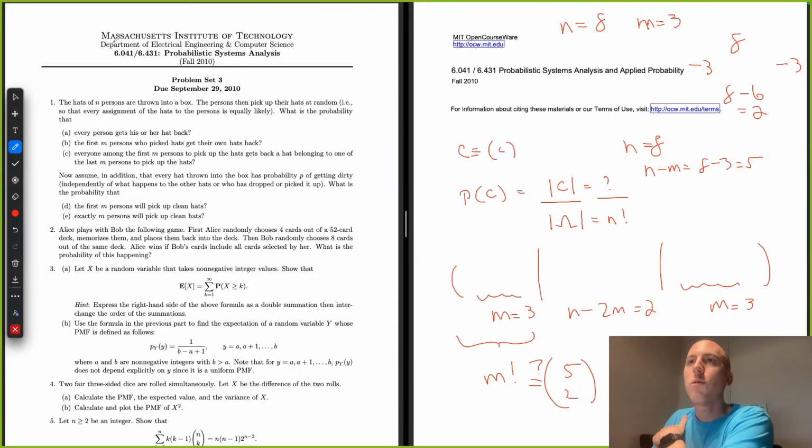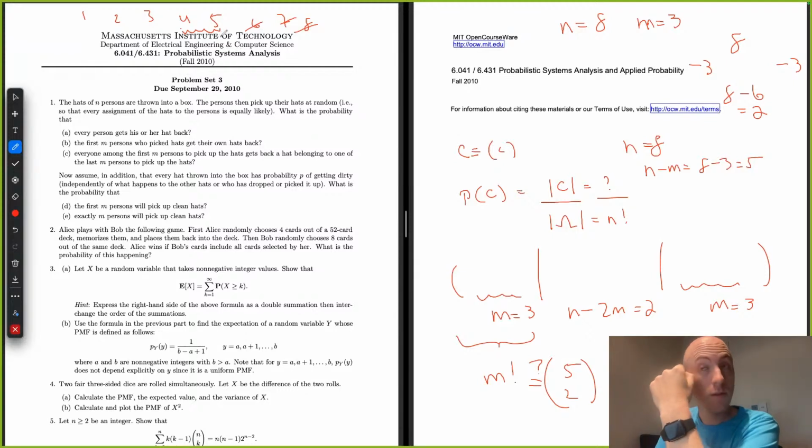Let's just think. Basically, if we line these hats up, we have hat 1, 2, 3, 4, 5, 6, 7, 8. Okay. So let's say that 6, 7, and 8 are gone because we assigned them to the first guys here. And so these hats are remaining. So here, we have 1, 2, 3, 4, and 5, but we can only choose 2. We've only got 2 remaining.